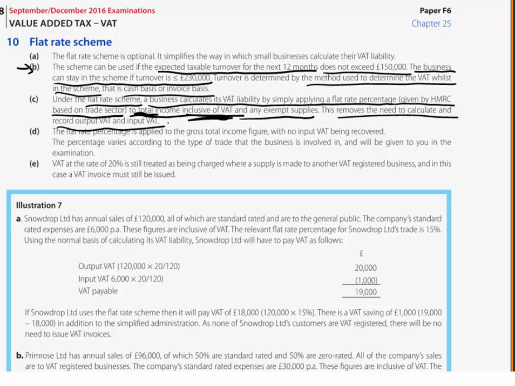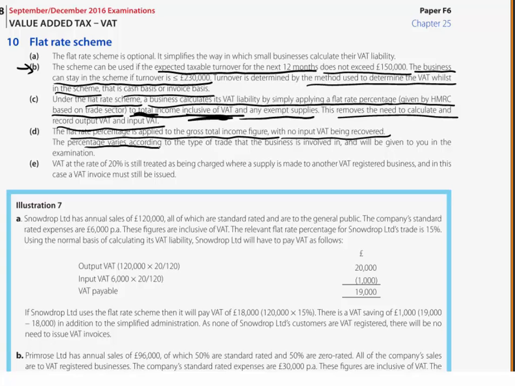So now the VAT calculation for your VAT return period has become a single calculation. Add up your total sales for the return period inclusive of VAT and apply the given percentage to it. How easy is that? The flat rate percentage, as we've just said, is applied to the gross total income figure with no input VAT being recovered. Again, it now is irrelevant. Clearly the flat rate percentage is something less than 20%. Depending on what type of trade sector it's in, that may be again relatively high or relatively low.